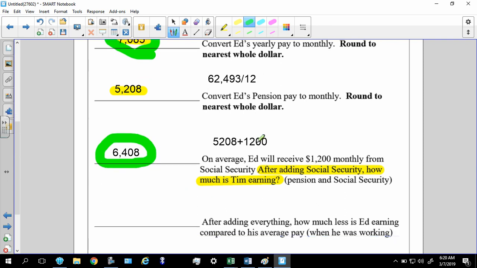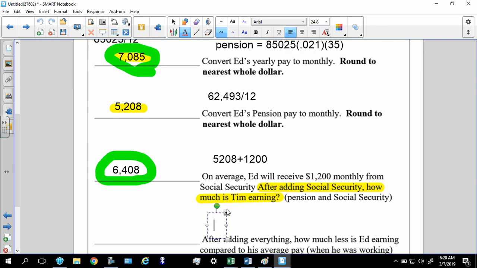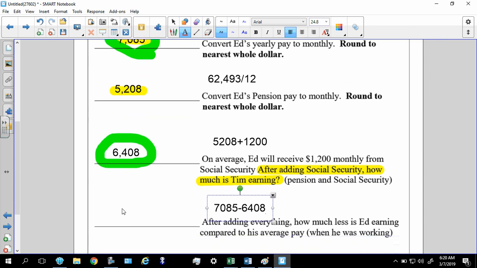So after adding all this, how much less is Ed earning in his retirement versus when he was working? He was working and making $7,085 minus $6,408. So he's making a monthly difference of $677 less. There you go.